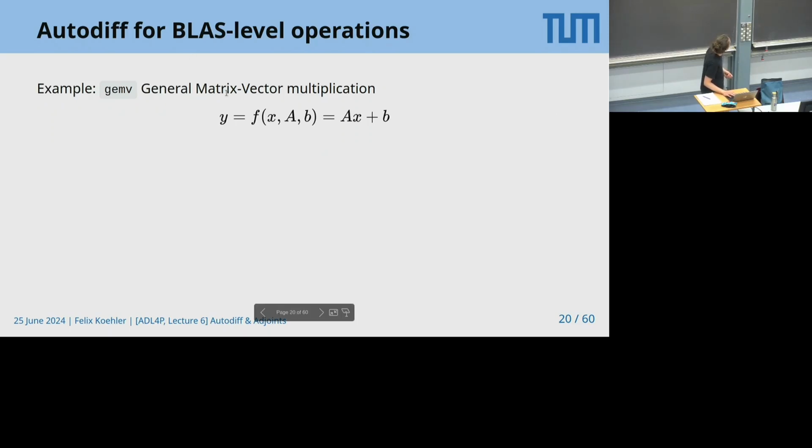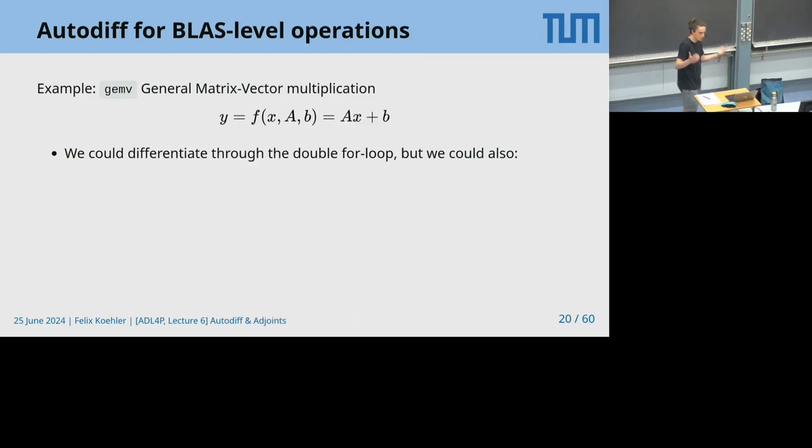I have this matrix vector multiplication I already talked about, a function that takes in an input x, a matrix A, and a vector B, and then computes Ax plus B. We already said we could theoretically unroll the double for loop and do scalar mode AD, which is probably very inefficient, because in reverse mode we need to do a lot of taping. But we could also define a rule on this very high level. And this is what all these Autodiff frameworks do.